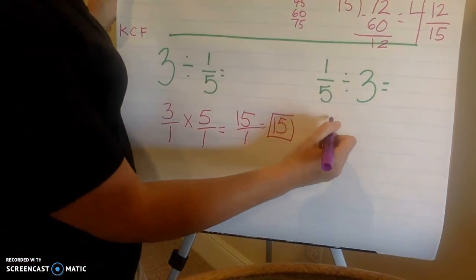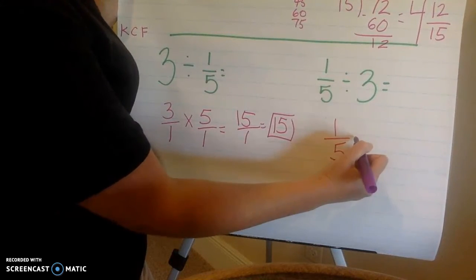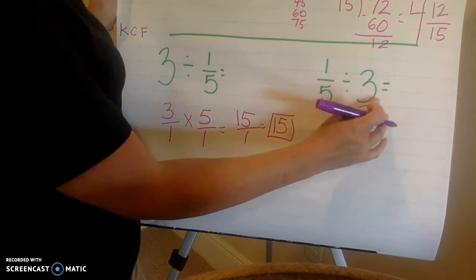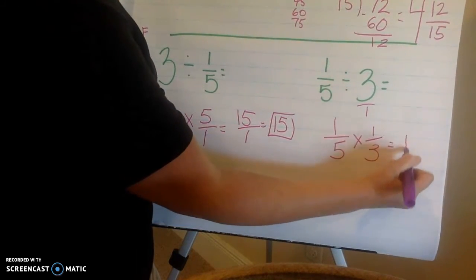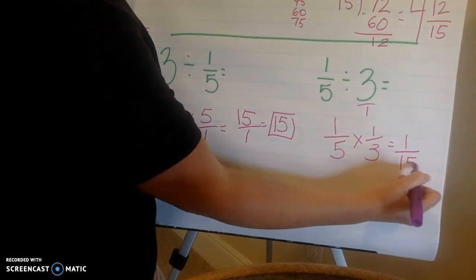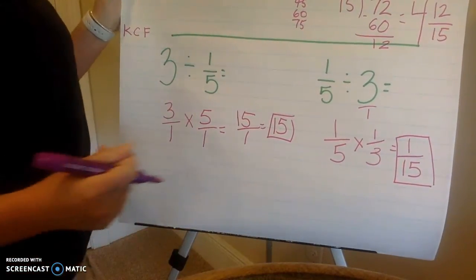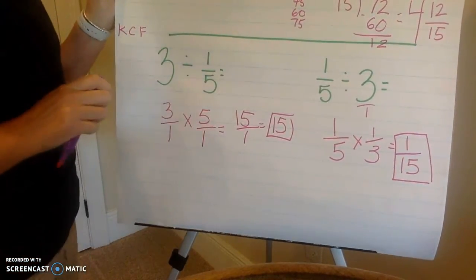So of course, I keep my first fraction the same, keep, change, and I'm going to flip this. So if I have 3/1, it now becomes 1/3. And here I have 1/15. So 1/15 of the entire whole is how 1/5 could be split up into 3 parts.